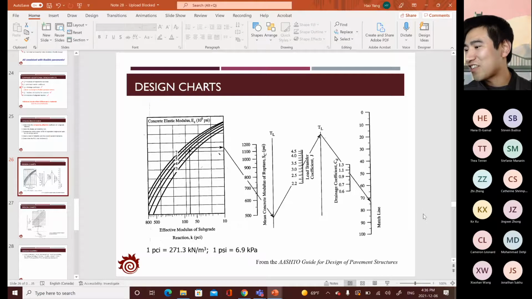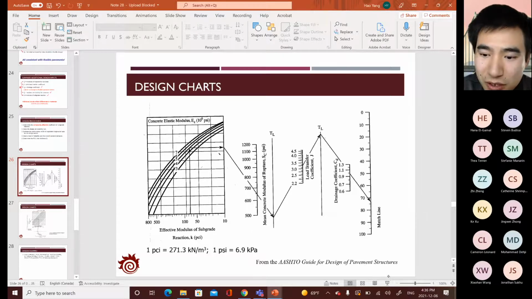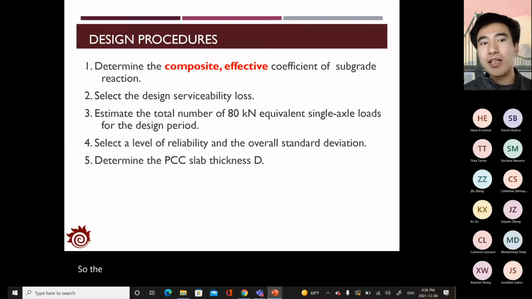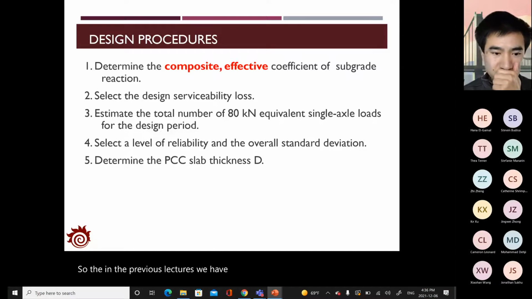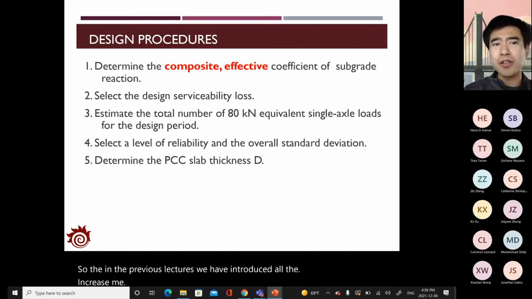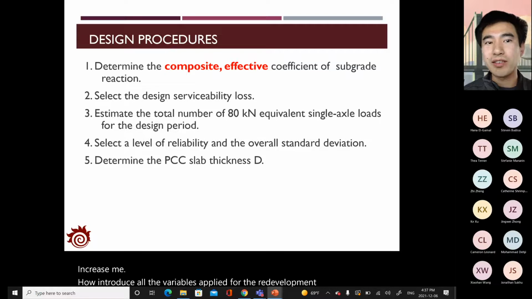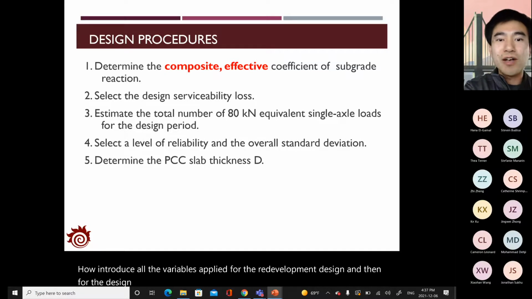so with that, I will start the lecture today. For the lecture today, I will quickly go through the slides for the rigid pavement design. We have 10 pages left. I'll go through them quickly, and then I will reserve the time for the final review. So let me try to expand this one. In the previous lectures, I have introduced all the variables applied for the rigid pavement design. And then for the design procedure, we need to follow five steps.